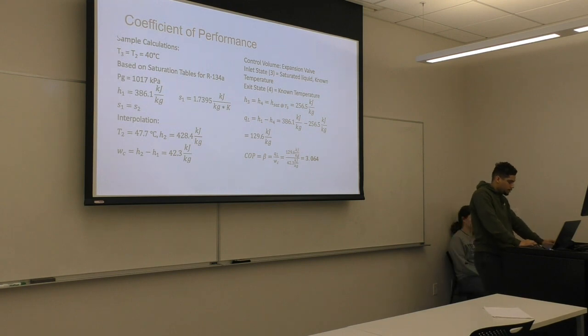Plugging that in, along with interpolating for state 2, to find the work done by the system we get 4.23 kilojoules per kilogram. And then to find our heat generated by the condenser, we plug in the values from the tables for state 1 and state 4 enthalpy, and we get 129.6 kilojoules per kilogram. We plug that into the coefficient of performance equation, and we get 3.064.